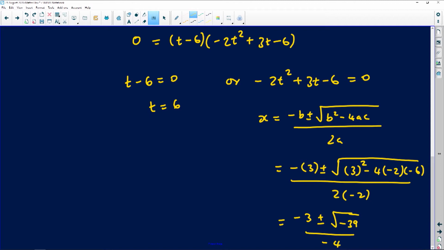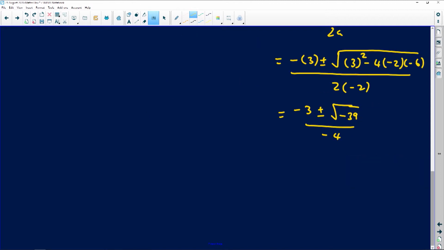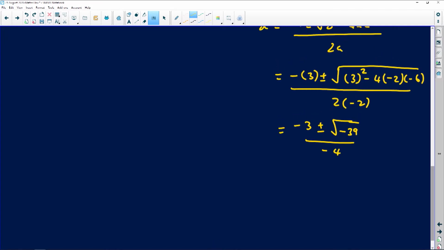So negative 39 divided by negative 4. Now, at this point we're noticing that we're not going to get an answer from this, because the square root of a negative gives you a non-real solution. So please stop. Most of you type this in your calculator, your calculator says error, and then you submit the answer error to us. That's a flaw. Please don't do that.